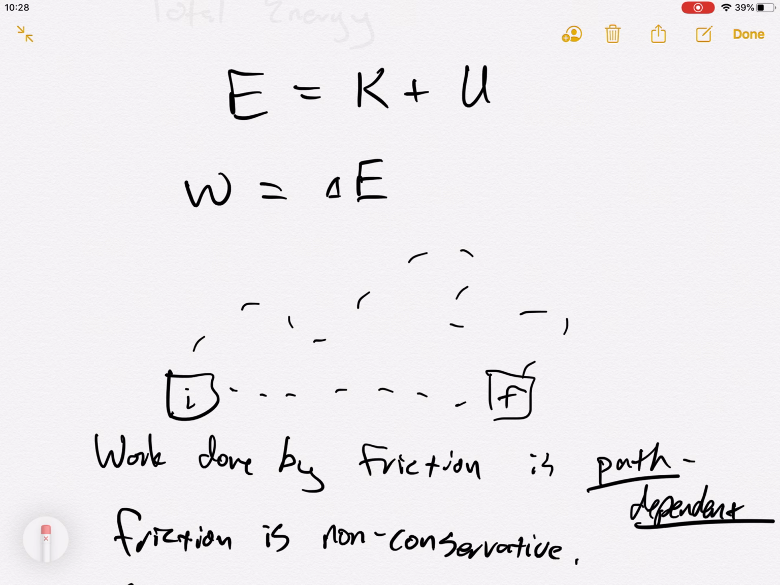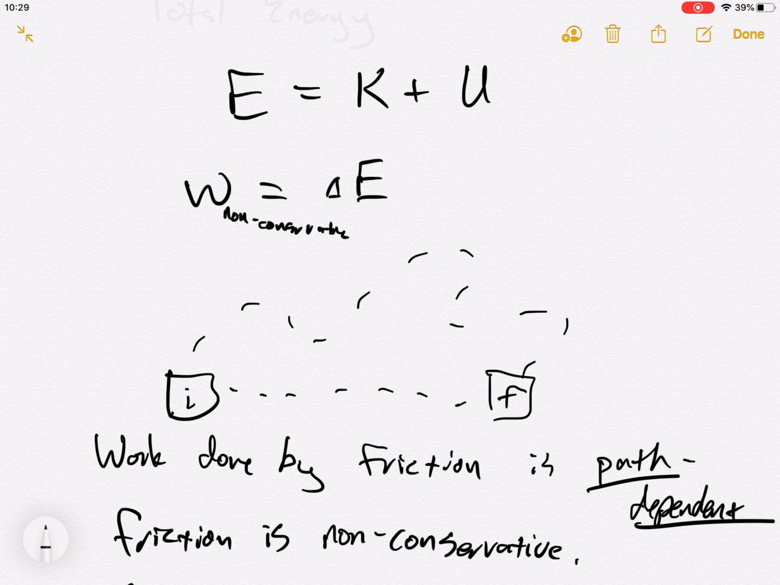Electromagnetic forces are conservative, so I can define a potential with the forces due to electric fields and the forces due to magnetic fields. So I could include that in potentials. But anything I can't include in a potential, I have to include in work. So I could say work done by non-conservative forces is equal to the change in the total energy of that system, which includes potentials.